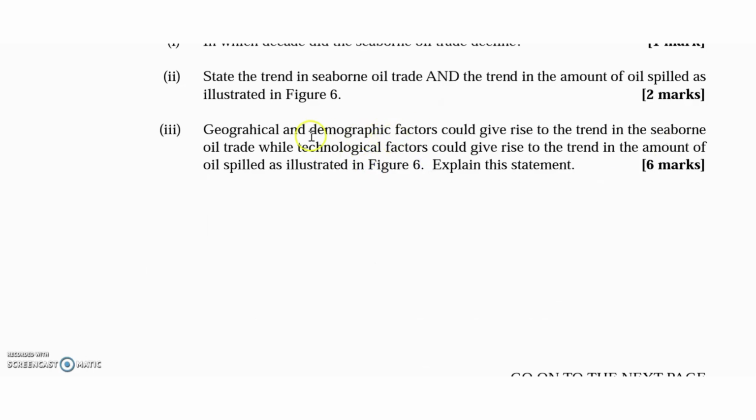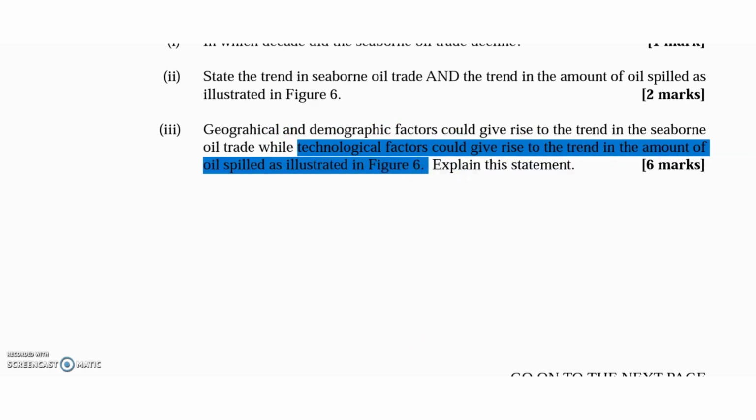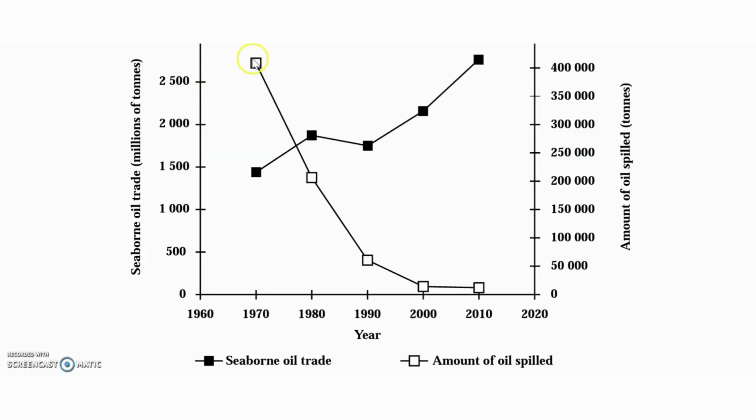Now the second part of the question is that technological factors could give rise to the trend in the amount of oil spilled. From the graph, we saw that the amount of oil spilled declined from roughly 2,750 in 1970 all the way down to a very low level, roughly about 100 average tons. This decline could have been owed to technological factors. Why? Because with the progression of time, technology improves, and so does its efficiency. The improvement in technology and its efficiency would contribute to a better means of extraction of said resources, which could result in limited or little to no wastage.